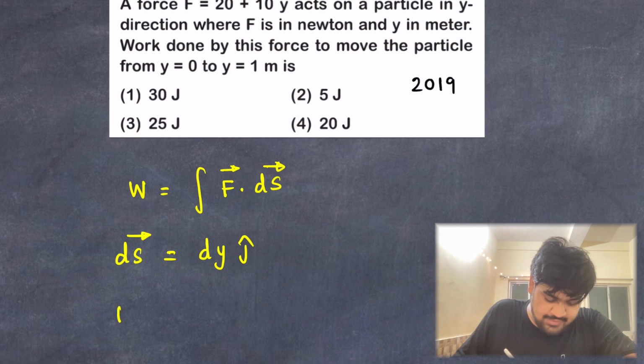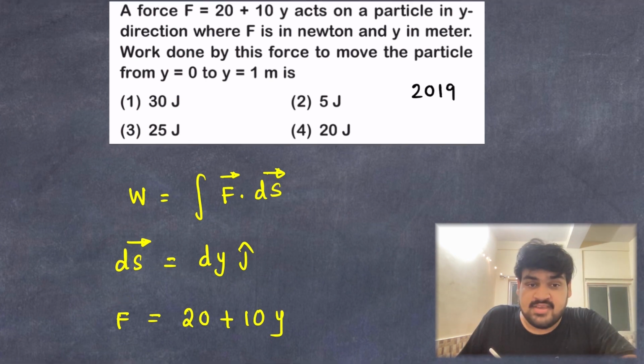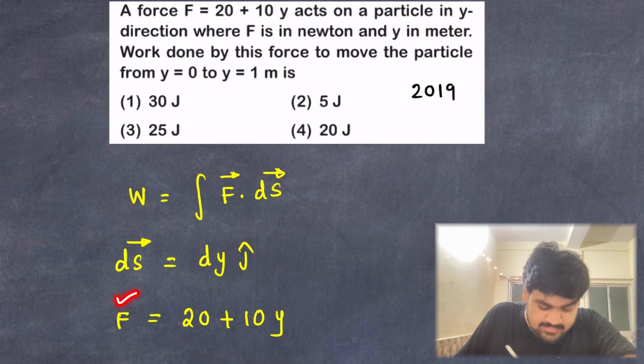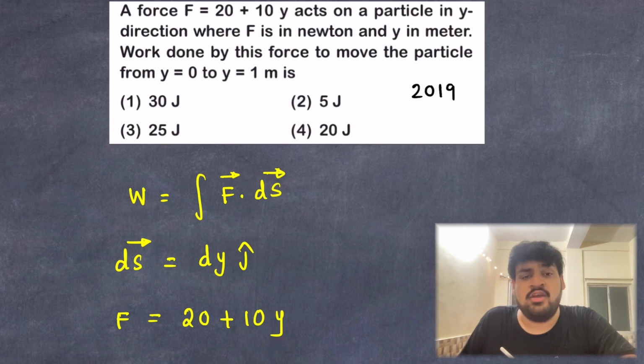And what is the force vector? Force is given as 20 plus 10y. Over here you can see that the force is clearly acting in the y-axis, because the magnitude of the force is dependent only on y, only on the y-axis.